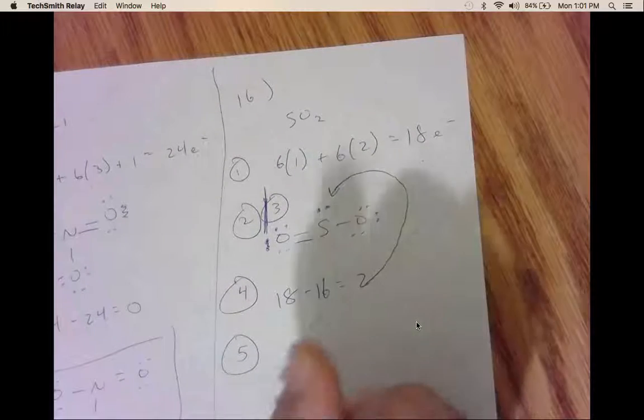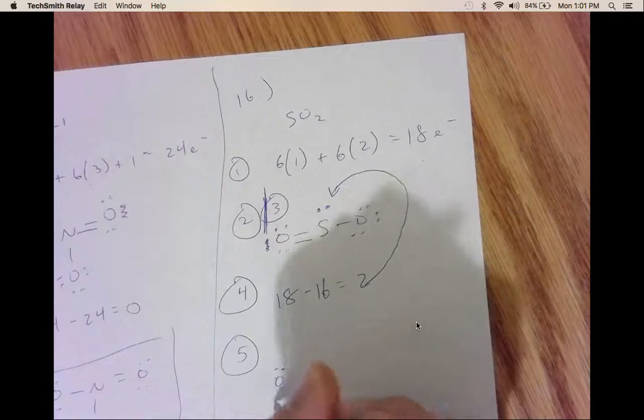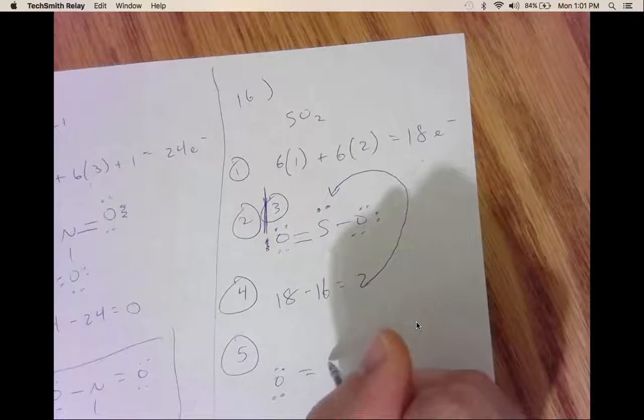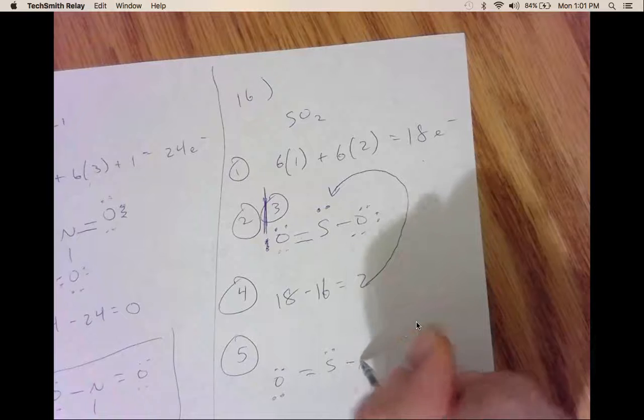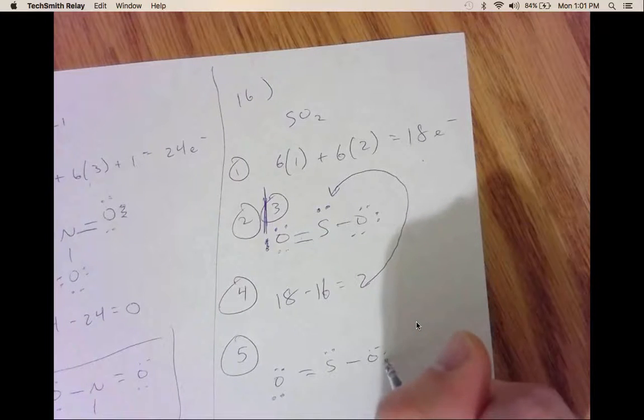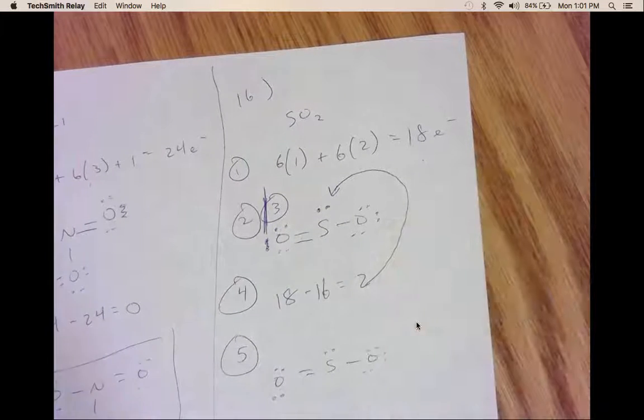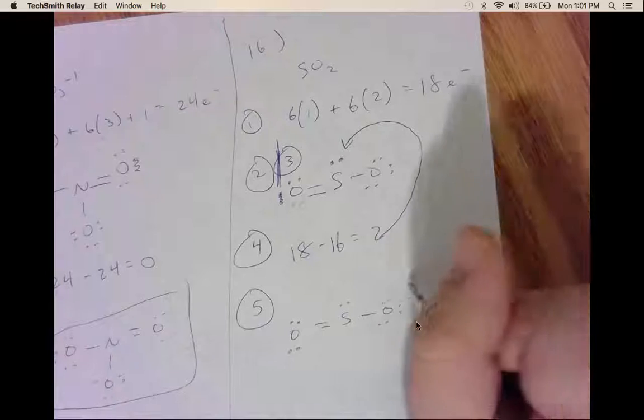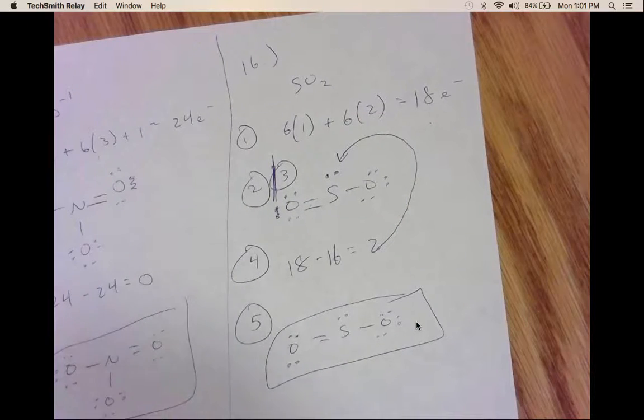So next we just have to redraw it. Remember, you have to redraw it. If you give me the squiggles, I will have to take points off. So then once we redraw it, this is our structure right here. So this is how we draw Lewis structures.